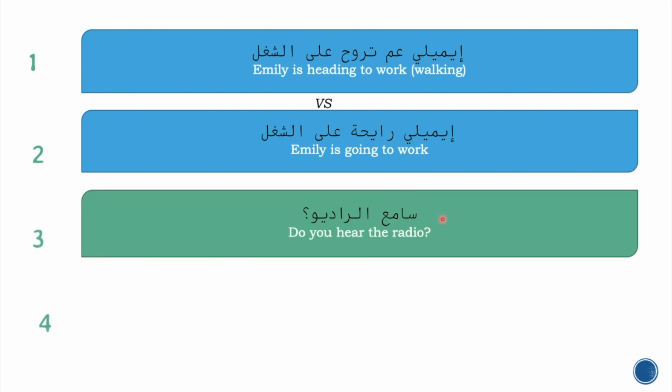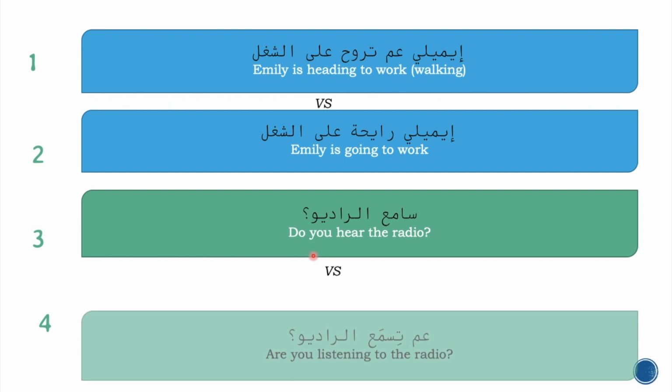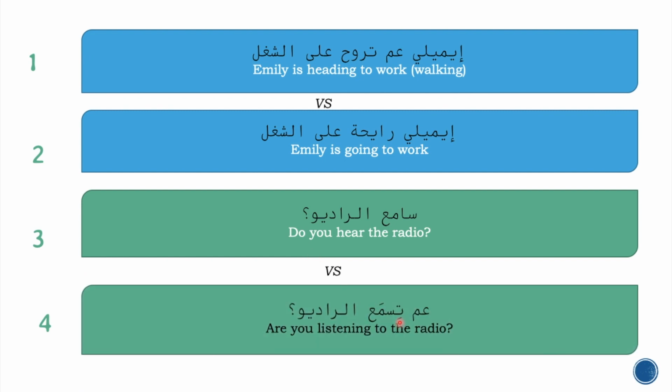Another example. سامع الراديو. Do you hear the radio? Versus عم تسمع الراديو. So a very short comparison, but what do we summarize from here? The active participle has got 3 conjugations. So رايحة here, for example, could be used for I feminine, you feminine, and she.